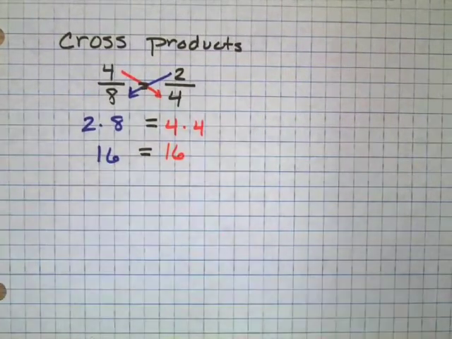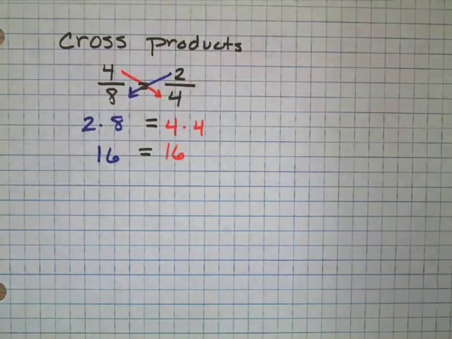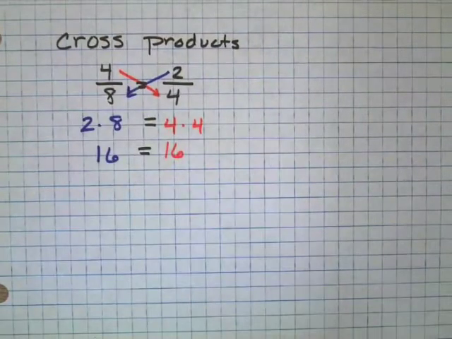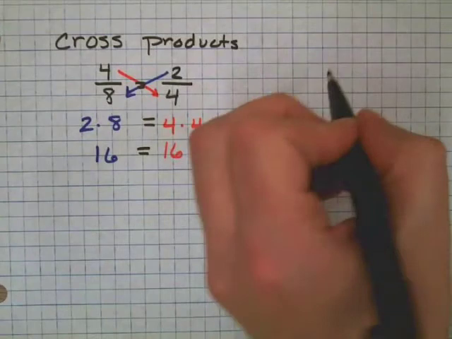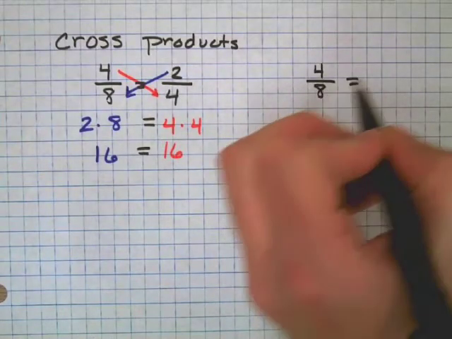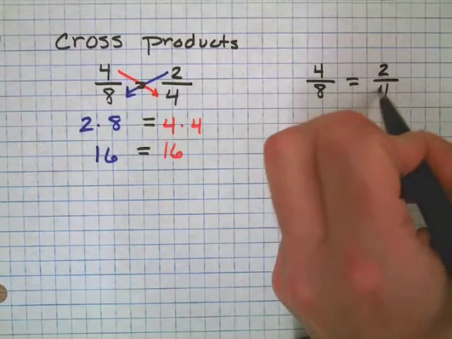Okay, so you might be wondering, well, one, why would I want to do this, and two, why does that work? Well, we know that these are equal. And let's take a look at this same problem a different way. Let's say I have, again, 4 to 8 equaling 2 to 4.